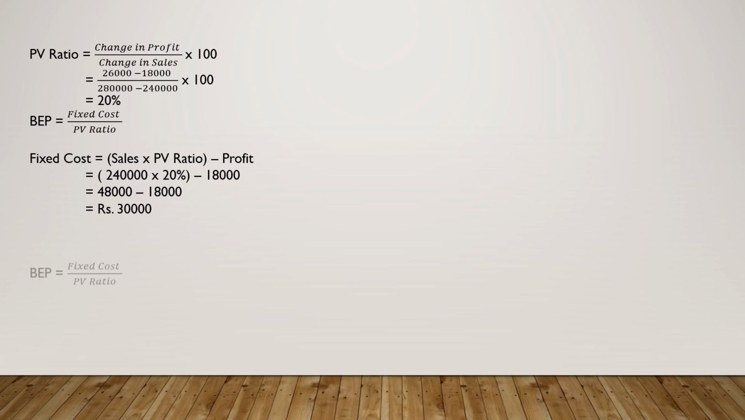Now to calculate break even point, we require fixed cost divided by PV ratio. So fixed cost is rupees 30,000 and PV ratio is 20%. Both the data we have got, and now the solution for break-even point will be rupees 1,50,000. So when you do a sales of 1,50,000, your profit will be zero. That is at break-even. No profit, no loss.